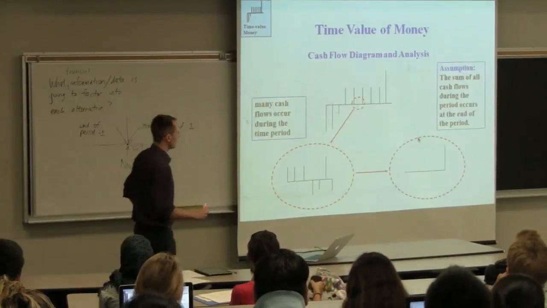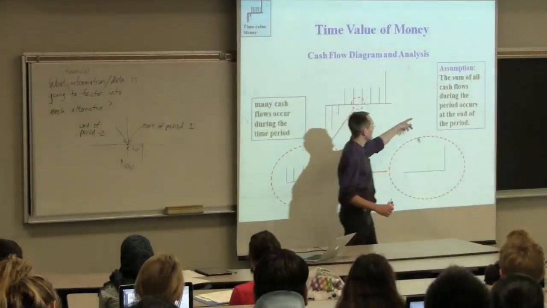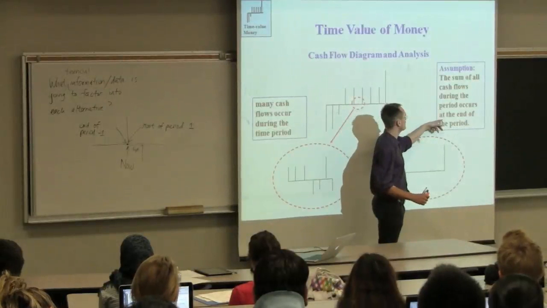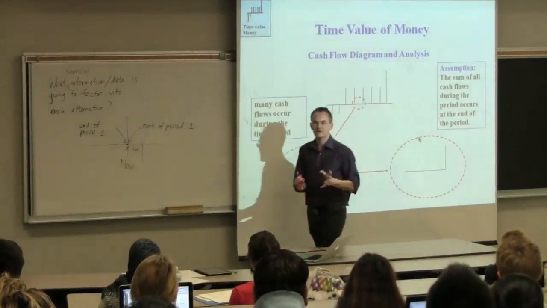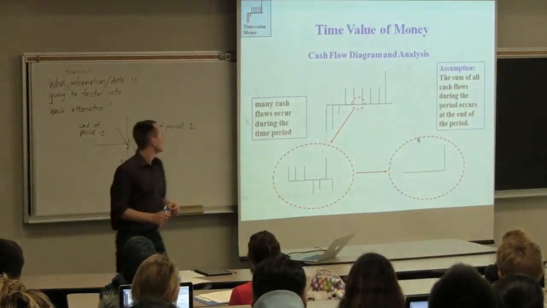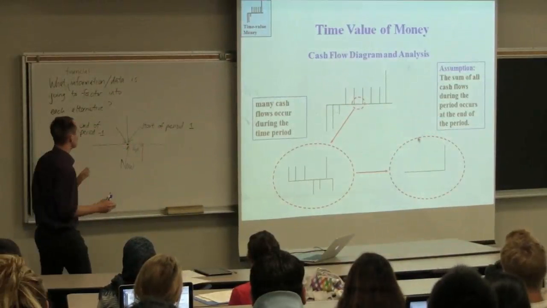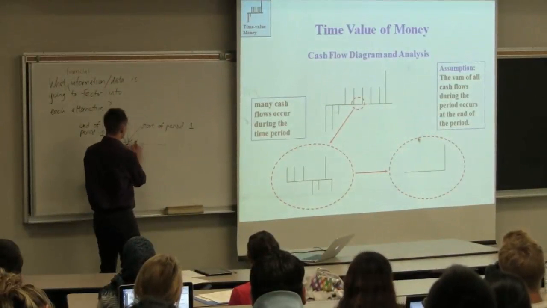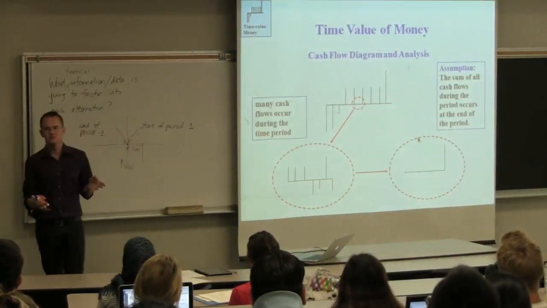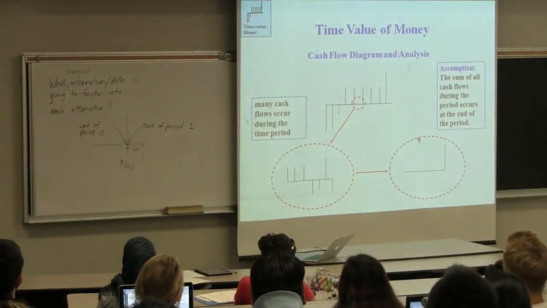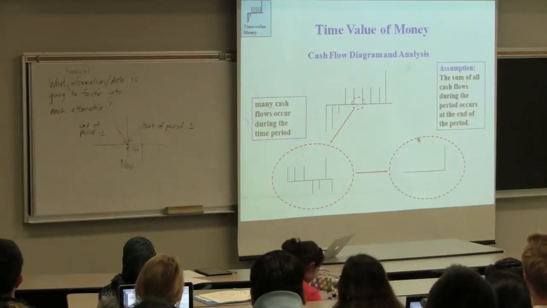So here, the key assumption is the sum of all cash flow that occurred during the period, but we place that at the end of the period. Now, obviously, you're going to get concerned because this is September, but between the 1st and 31st of September, how many days in September? 30 days in September, there's going to be multiple inflows and outflows.